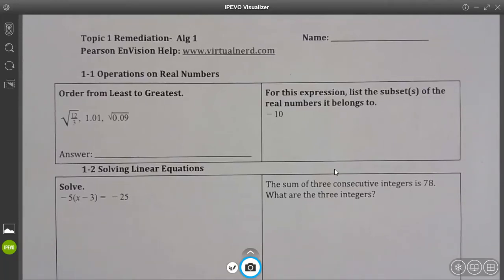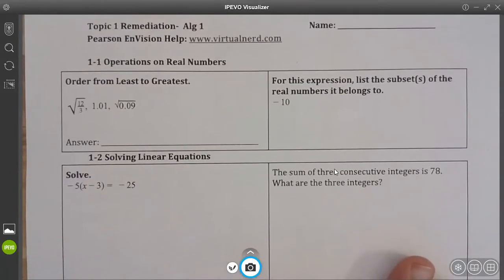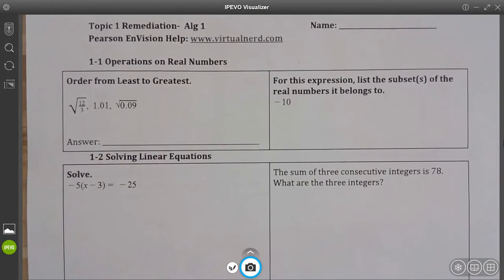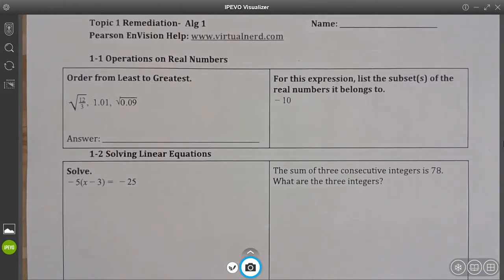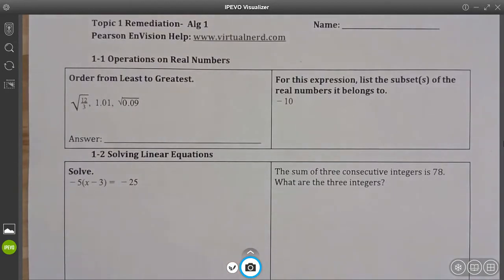Today I'm filming a video going over the topic 1 remediation for Algebra 1. And we're starting off with section 1.1, which is operations on real numbers. The first thing that we are asked to do is order from least to greatest. So we've got three numbers here. We just want to order them from the smallest to largest.